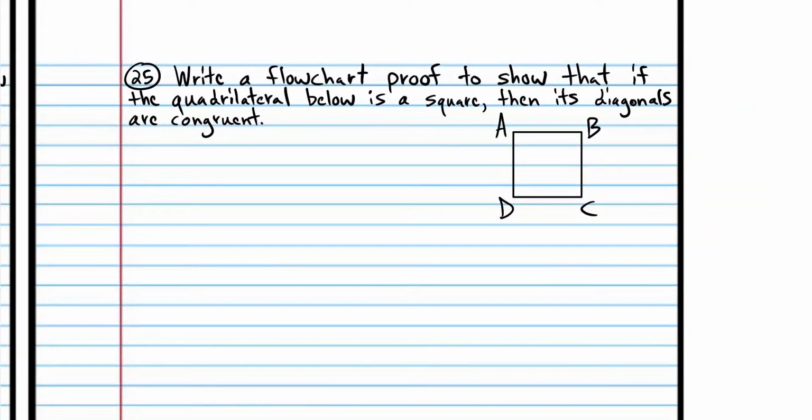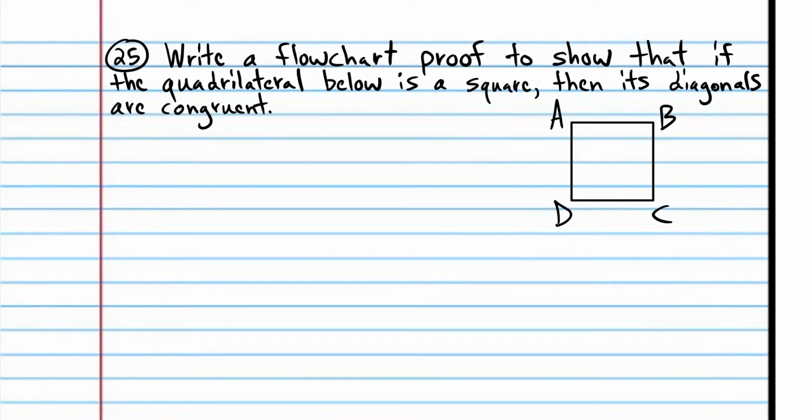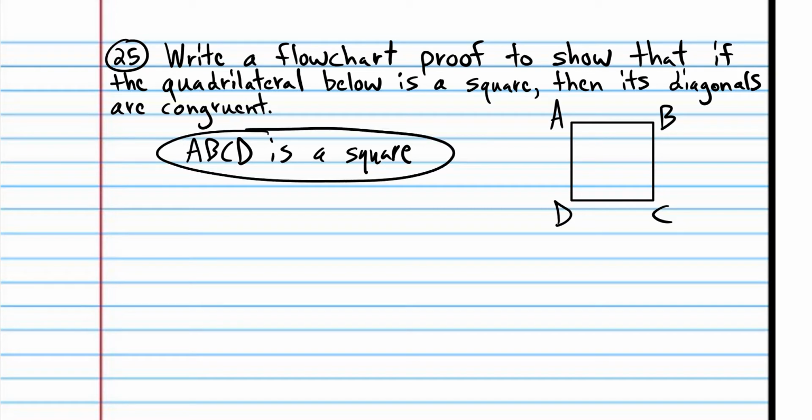All right, we're back. Write a flowchart proof to show that if the quadrilateral below is a square, then its diagonals are congruent. So we're going to start with the given information. A, B, C, D is a square. You can draw a picture of a square there in blue, or you can just spell it out. I don't really care. And that is given information.